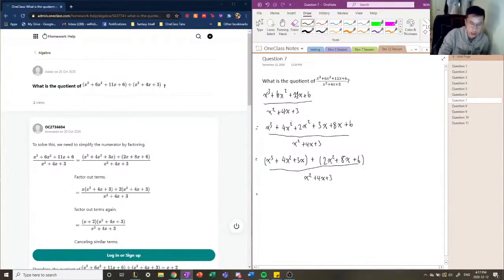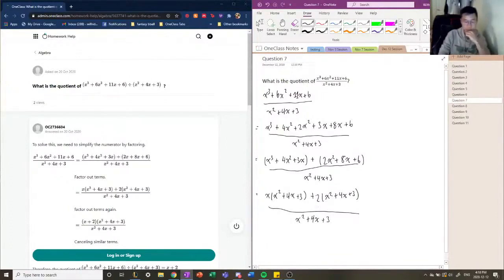So all of these are just different ways of writing a numerator, okay? Now I'm going to factor out x in the first bracket, which gives us x squared plus 4x plus 3, plus, I'm going to factor out 2 in the second bracket, which is going to give us x squared plus 4x plus 3. Sorry about my lines. I can't draw lines.